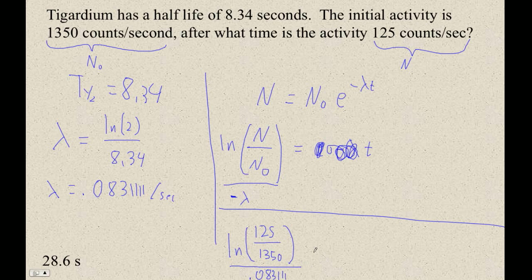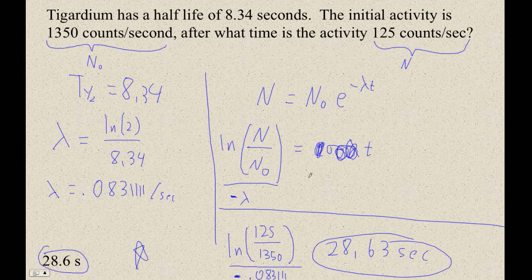Okay, so natural log, and then, oh, that's negative, right? So natural log of 125 divided by 1350 divided by negative a, where I stored that guy. And I get 28.63 seconds, which with 3 sig figs, I guess we'd say this, right?